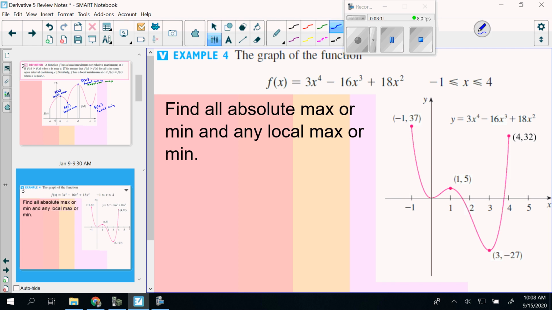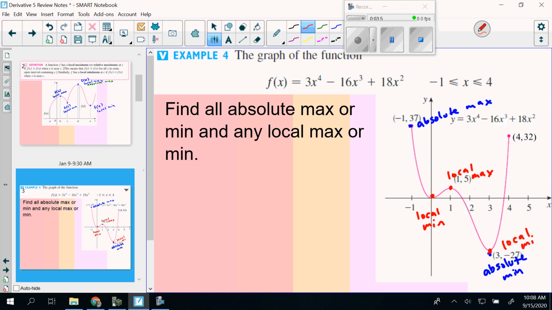Absolute max on this one would be right here, because that's the highest overall point. The lowest overall point is right here, so that's our absolute min. Our local ones can't be endpoints. They have to be the points in between. So this would be a local min. This one is a local max. This point, even though it's the absolute min, it's also a local min as well. So those would be all the points on that graph.